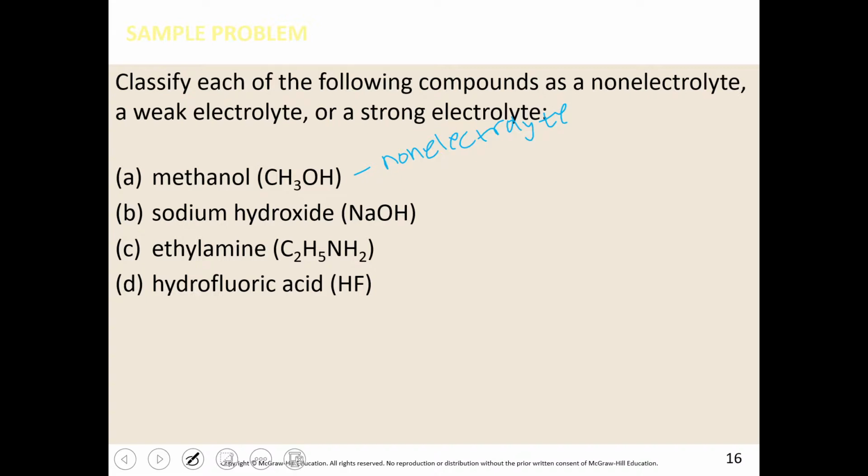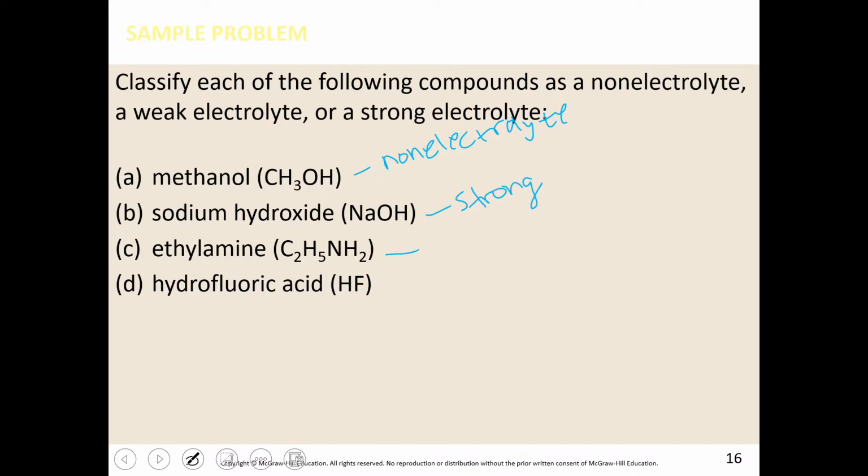Sodium hydroxide, is it molecular or ionic? Well, there's a metal and nonmetals, so it is ionic, and sodium hydroxide is actually a very strong base. Strong acids and strong bases are strong electrolytes. So this is going to be considered, because it's an ion and it is soluble in water, I know that based on my solubility rules, this is going to be considered a strong electrolyte.